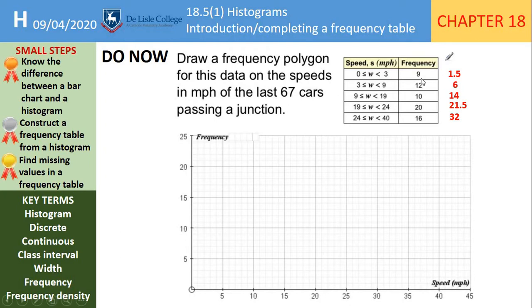Plotting the frequencies at the midpoints, at 1.5 we plot 9, then at 6 you plot the 12, at 14 we plot the 10, at 21.5 we plot the frequency of 20, and at 32 we plot the frequency of 16. Remember, these then get joined with straight lines, and there you have completed the frequency polygon.